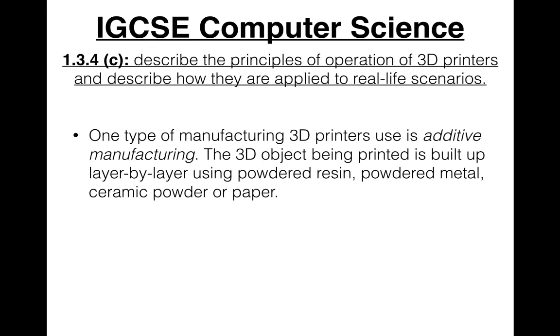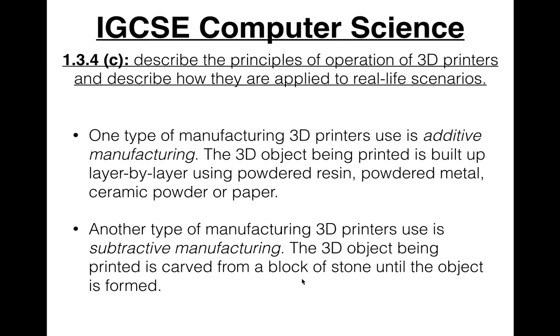Anyway, there are two types of manufacturing for 3D printers. One is additive manufacturing, where the 3D object being printed is built up layer by layer using powdered resin, powdered metal, ceramic powder, or paper. So it's quite a lot of powder. Another type is subtractive manufacturing, where the 3D object being printed is carved from a block of stone until the object is formed. This type of manufacturing is less common than additive manufacturing because we could use powdered resin, powdered metal, and quite a lot of other materials.